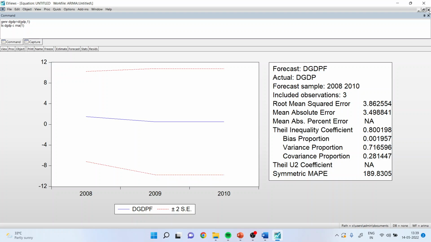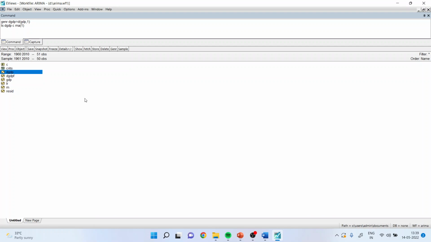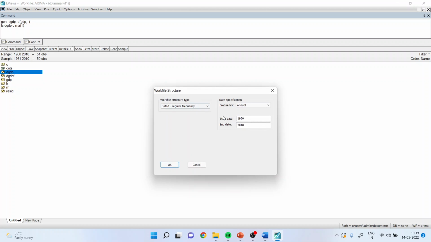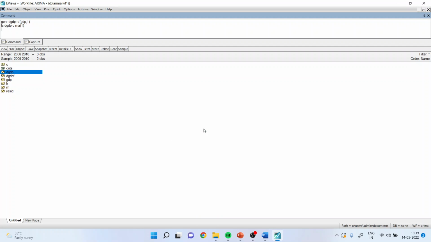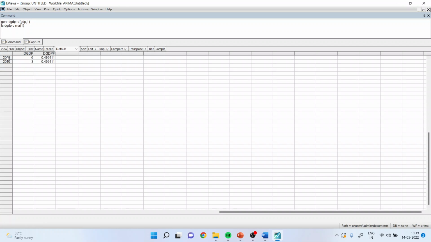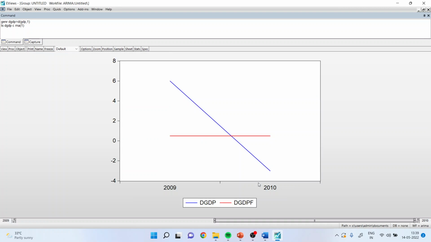Again, you can go back here and you can change the range from here and make this 2008. Okay. Yes. Now generate the graph of DGDP with DGDPF: open as group, view, and graph. Click OK. And you will get this type of graph.